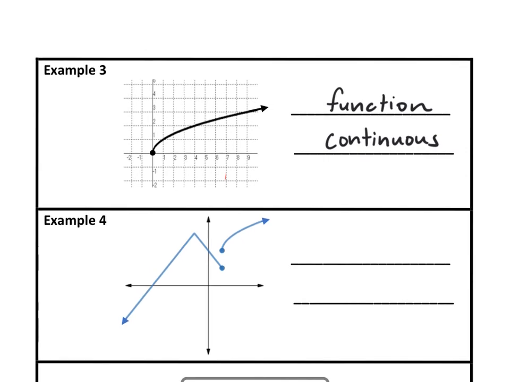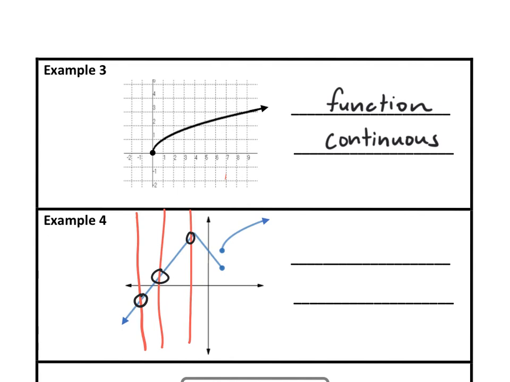Let's look at example 4, our last example for this video. All right, first question: is it a function? Well, we have to do the vertical line test. That means drawing vertical lines and checking to see how many times I hit the graph. Hit the graph 1 time. Hit the graph 1 time. Hit the graph 1 time.